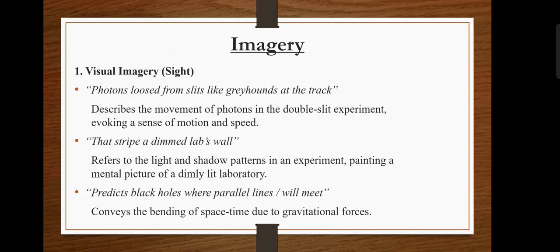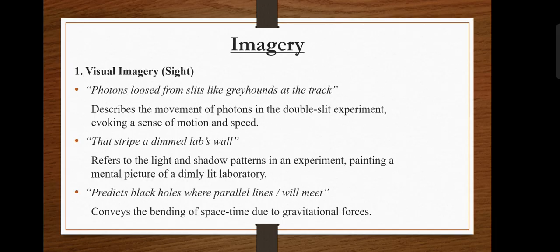First of all, imagery. So what is imagery? Imagery is when a poet uses different kinds of words to create an effect, a picture in the reader's mind. So it applies to all our senses: sight, touch, sound, taste, smell. There are different kinds of imagery. The first imagery we are going to deal with is visual imagery, which means it is related to sight.